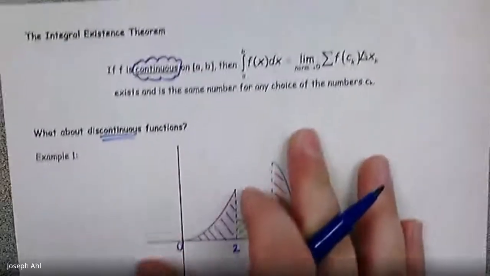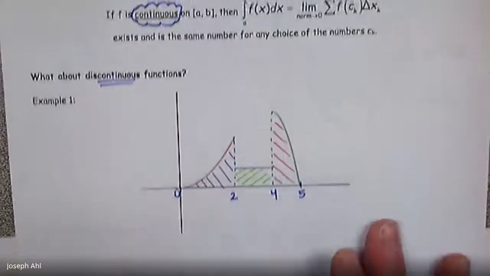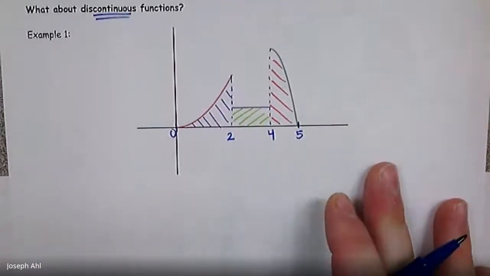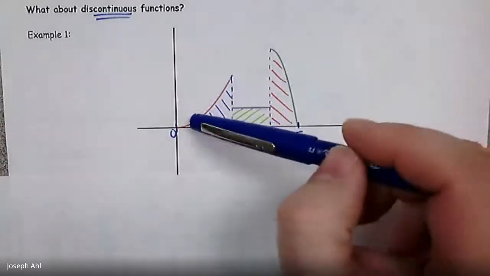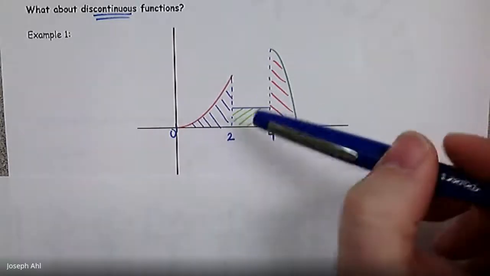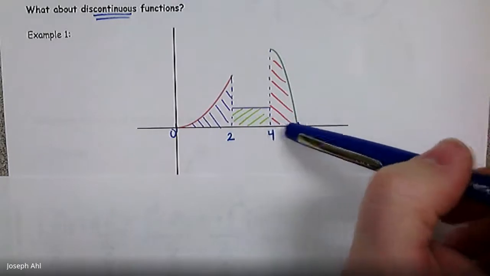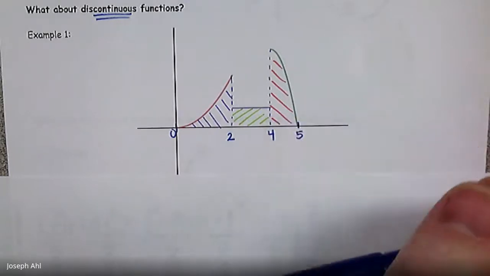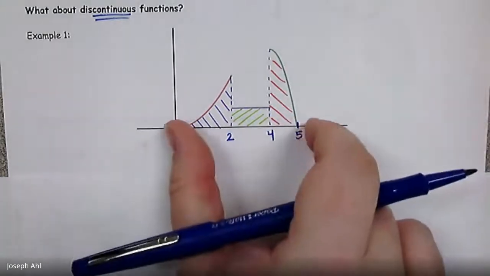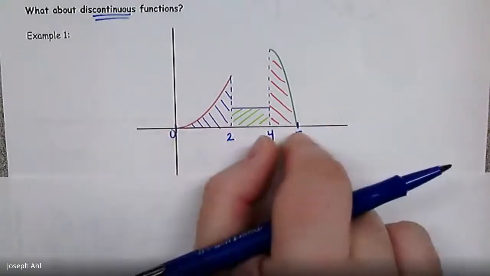So even though the integral existence theorem only states that this is true for continuous functions, if we have a discontinuous function, we can use our property of integrals to say, you know what, I can find the area under this curve from 0 to 2. I can find the area under this curve from 2 to 4 and then break it up into the last section, find the area of the curve under 4 to 5. That will give me the total area under this discontinuous function from 0 to 5.